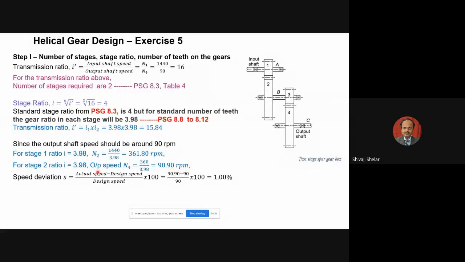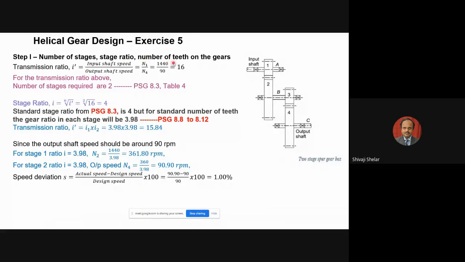So if I select the standard ratio of 3.98 from the table value, what is the speed deviation here? S is equal to actual speed minus design speed, upon design speed, into 100. This comes out to be plus 1%. And as I told, a speed deviation up to 2% is allowed in gearboxes. Since this deviation is within the limit, selecting a stage ratio of 3.98 and 3.98 for stage 1 and 2 respectively is acceptable. So we have now selected the number of stages and the stage ratio.